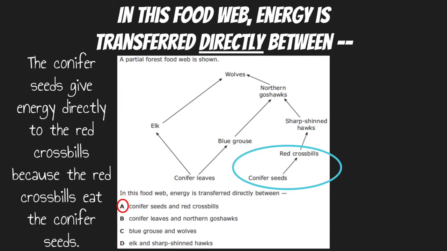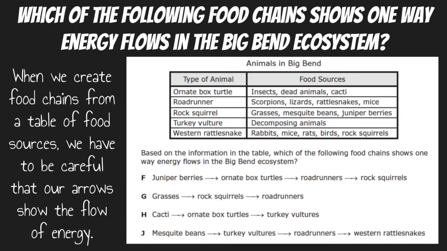For C, blue grouse and wolves is the same thing. There's no arrow pointing from blue grouse directly to wolves. The blue grouse have to give their energy to the northern goshawks before their energy is given to the wolves. And then for D, elk and sharp-shinned hawks, there's no arrows connecting elk and sharp-shinned hawks at all. So that is just an incorrect answer choice.